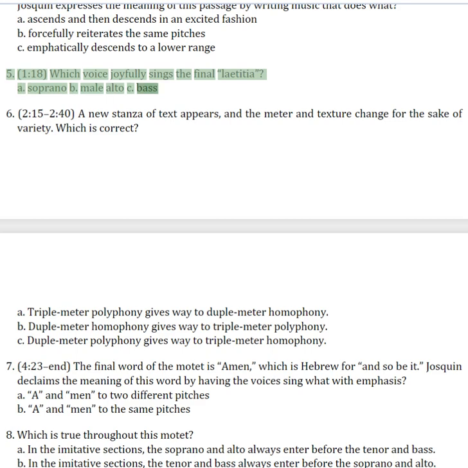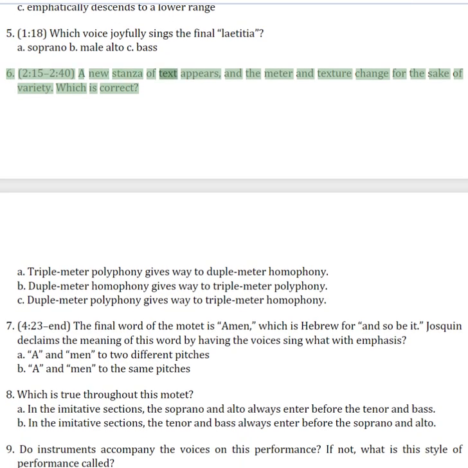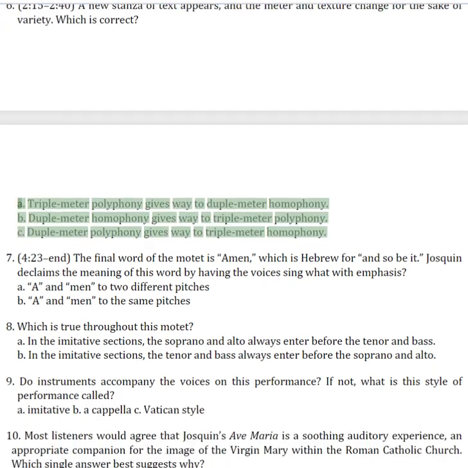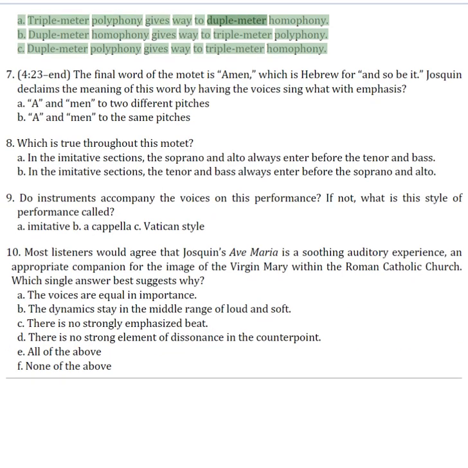6. A new stanza of text appears, and the meter and texture change for the sake of variety. Which is correct? A. Triple meter polyphony gives way to duple meter homophony. B. Duple meter homophony gives way to triple meter polyphony. C. Duple meter polyphony gives way to triple meter homophony.